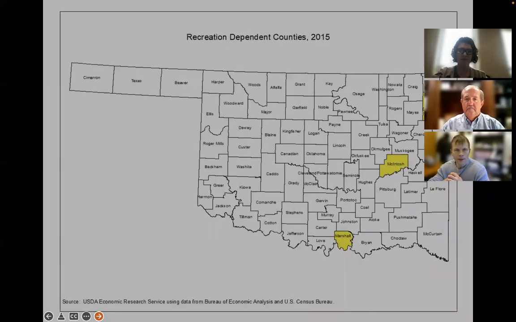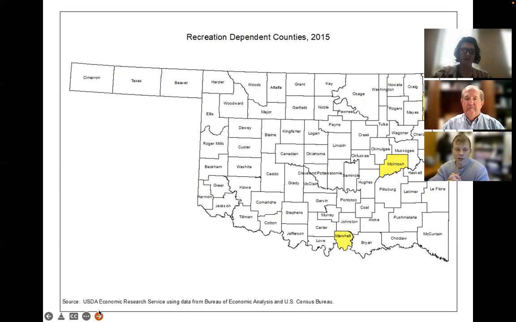Next slide. This is a cool one, the recreation dependent counties. I always show this map to my class and ask them what is unique about these three counties, and they pick up on it pretty quick. These three counties have lakes very close by, and that's why people head there for the recreation associated with those lakes. In Delaware, Grand Lake is near there, McIntosh has Lake Eufaula, and Marshall has Lake Texoma. Those are the reasons why these are classified as recreation dependent. A lot of the activity in those counties is driven by recreation associated with the lake. Next slide.